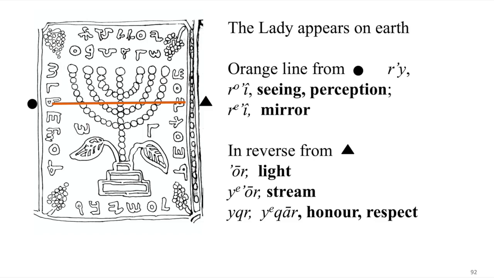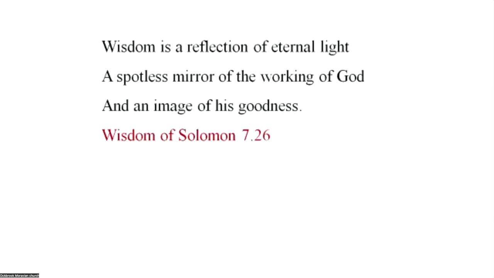And if you read it from the black circle, it can say seeing or perception, or if you use different vowels, it can mean a mirror. Reading the other way on, it can mean a light, or a stream, or it could also mean honor or respect. But there's something about this pattern which suggests that we are seeing in the lady a reflection of something that is above us, beyond the Holy of Holies and up in heaven. But this is how it works.